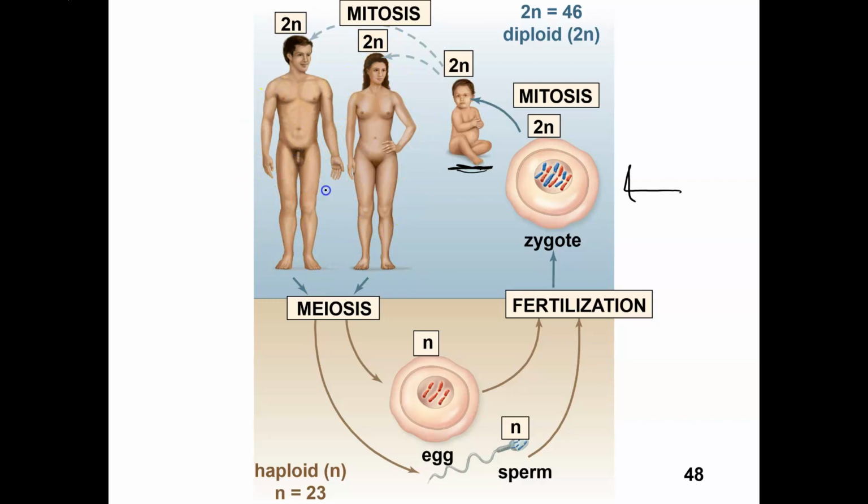So male and female come together. They form their own sex cells, either sperm or egg. And the sperm and egg can come together, fertilizing. The sperm fertilize the egg, and we produce another new zygote.